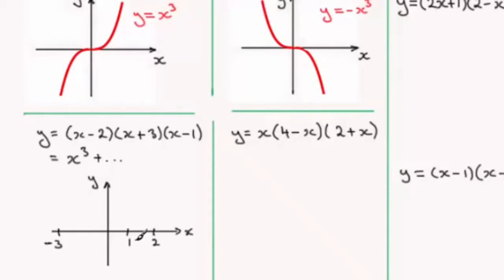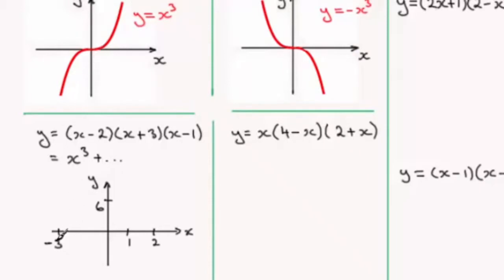Another useful thing to do is to see where the curve crosses the y-axis, and this will be when x is 0. When x is 0, this factor would be minus 2, this would be 3, and this would be minus 1. So it would be minus 2 times 3 times minus 1. Minus 2 times 3 is minus 6, times minus 1 is plus 6. So it's going to cross the y-axis here at 6. I'll just mark that in as being 6. So we should be able to draw the curve in now. I know that it's going to start to come up from the bottom here.